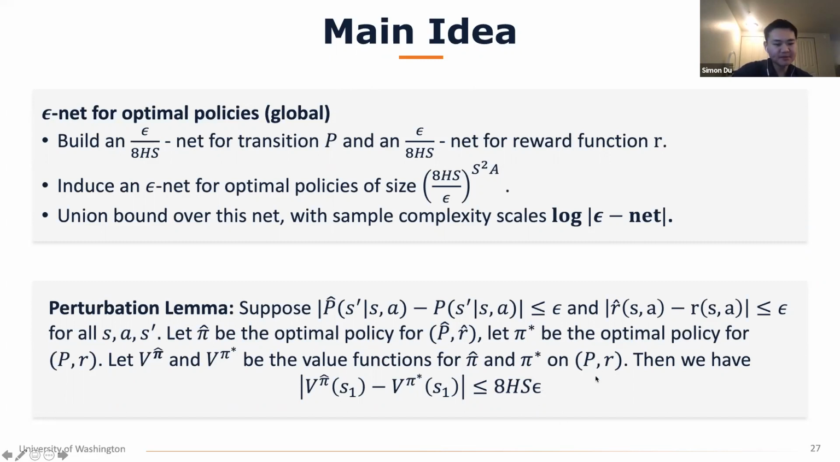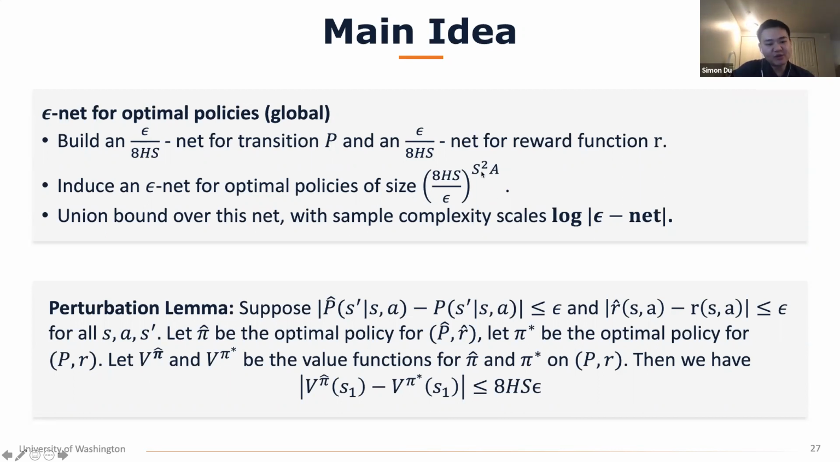Here you still need to pay an H factor. However, if we count the number of possible policies, or the epsilon net for the policies, H only appears inside the log. Basically, we can build an epsilon over 8H S net for the reward and for the transition function. So this epsilon net has this number of size.